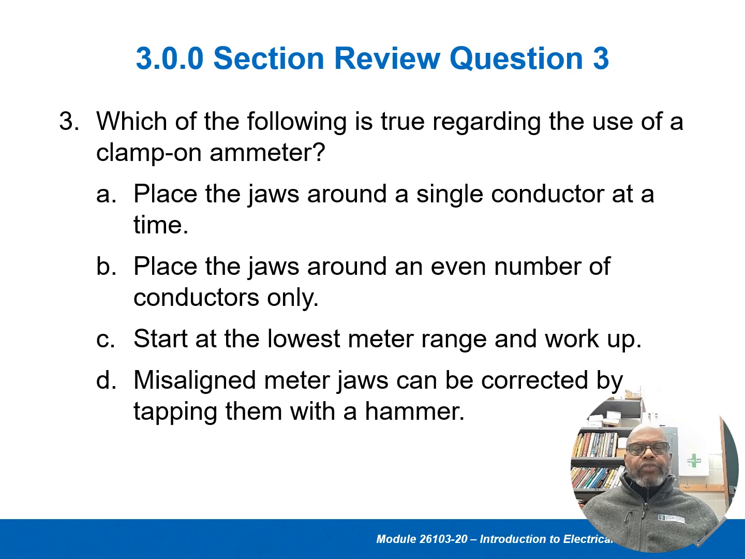Which of the following is true regarding the use of a clamp-on ammeter? A says place the jaws around a single conductor at a time. B says place the jaws around an even number of conductors only. C says start at the lowest meter range and work up. And D says misaligned meter jaws can be corrected by tapping them with a hammer.